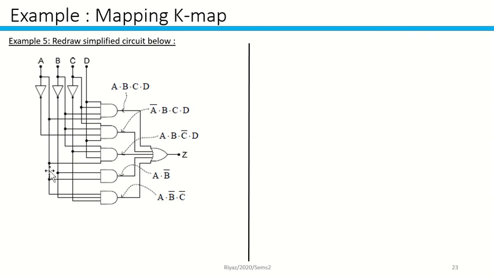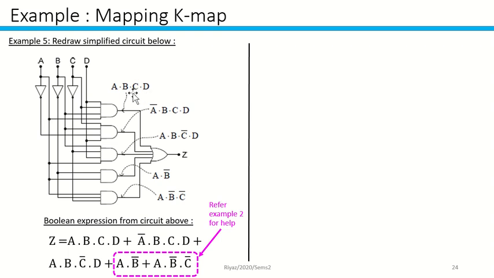So another example will be if you have only the circuit. This is also similar to the previous one. When you have a combinational circuit, you have to come out with the standard Boolean expression of Z first. So the first one will be A, B, C, D, then A bar, B, C, D. And then you're going to have A, B, C bar, D. You have A, B bar, and A, B bar, C bar.